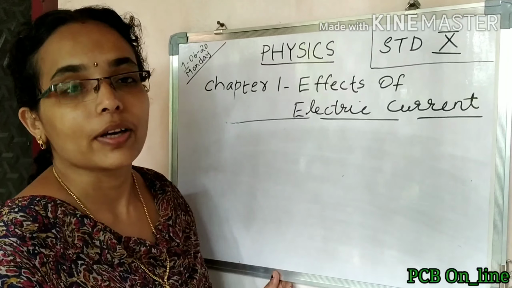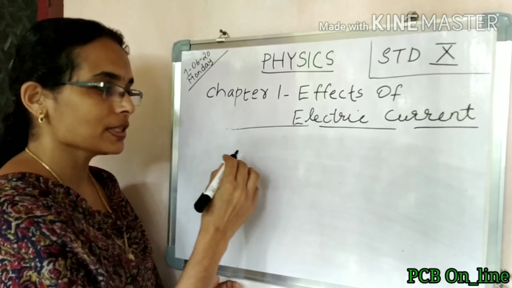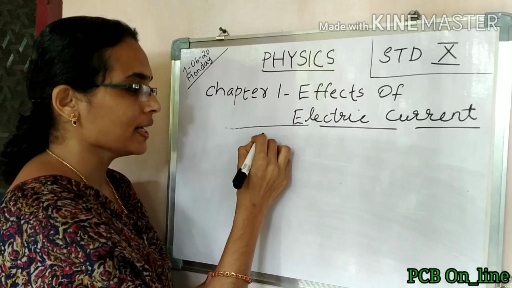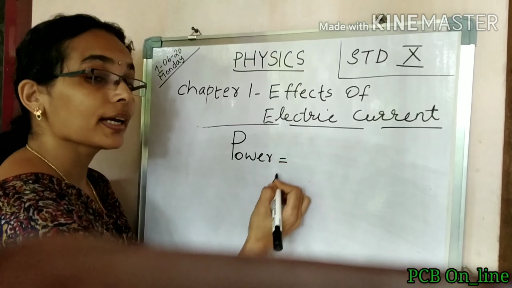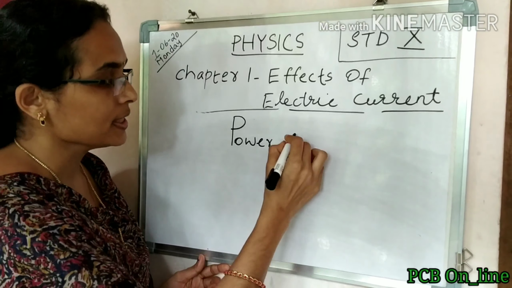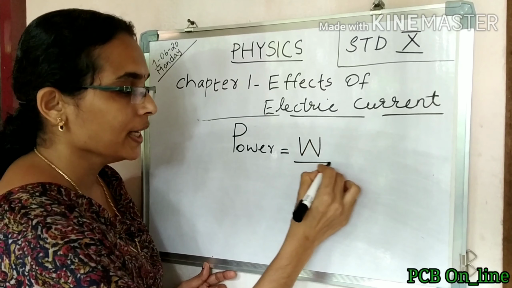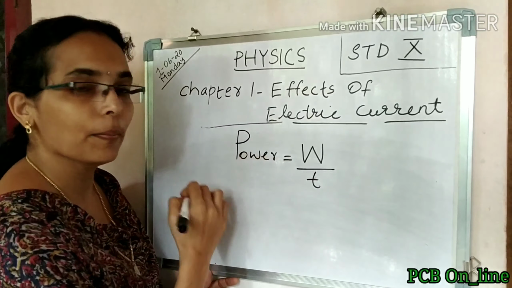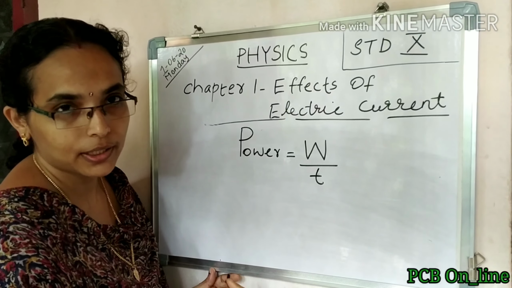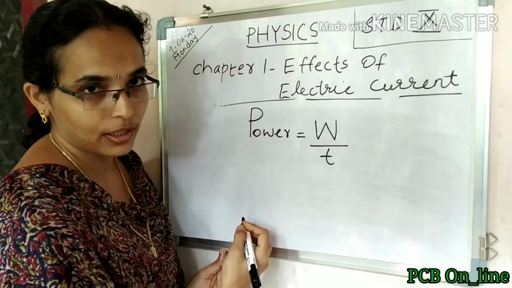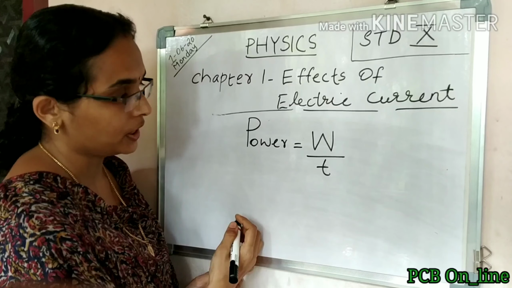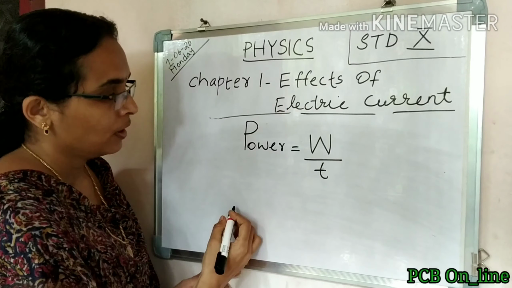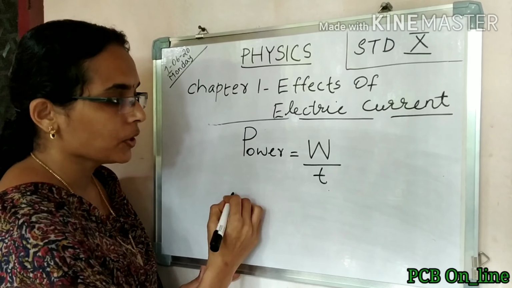We have to derive an equation for power. We have studied in 9th standard that power is equal to the rate of change of work, that is work done by time. This will be the power. Now we have to find the power of this battery, which we have used to supply potential difference for the wire. Now power is equal to W by T.